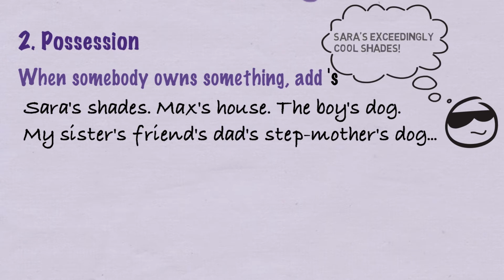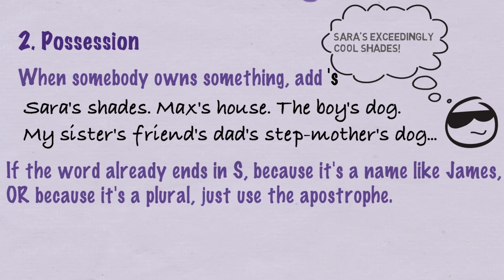And we've got the example here of Sarah's exceedingly cool shades. Even if you've got adjectives between the person who owns it and the thing that they own, it doesn't change anything. You still just add the apostrophe S to the person who is owning it. Now, if the word already ends in S, because it's a name like James, or because it's a plural, just use the apostrophe. Don't add another S.